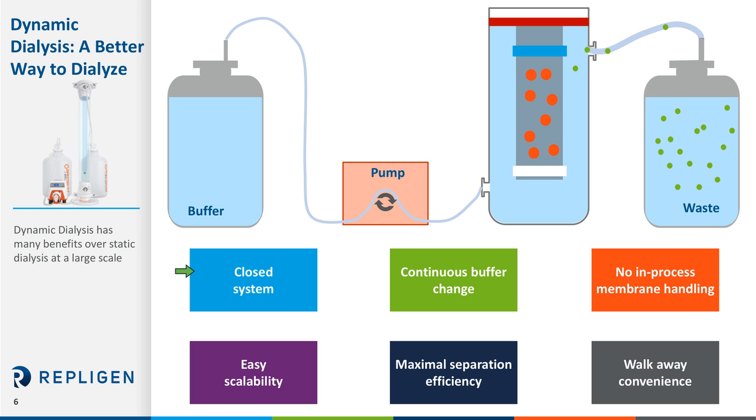There are many benefits to this, especially at the large GMP scale. First of all, it's a closed system. Secondly, you have that continuous buffer change. There's no need to manually change the buffer. There's also no in-process membrane handling. You're not putting your sample at risk. You put your sample in at the beginning of the reaction, and you pick it up at the end of dialysis. It's very easily scalable.